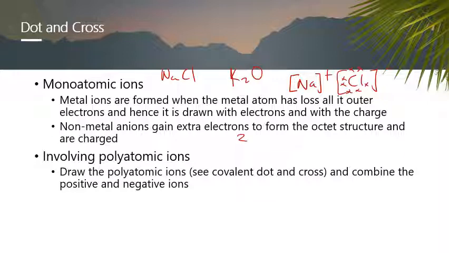K2O, I'll write it as 2K plus, and then O, 2 minus. O has got 6 of its own electrons, 2 additional electrons taken from potassium, and that's how it looks like. The drawing of polyatomic ions will be done after we have finished the covalent bonds.